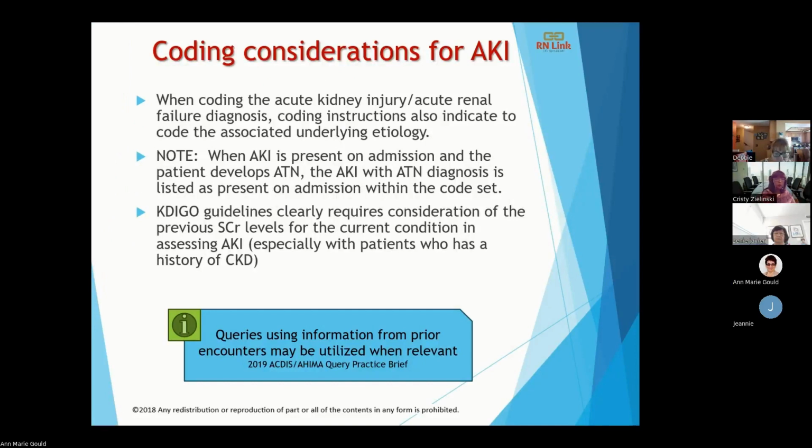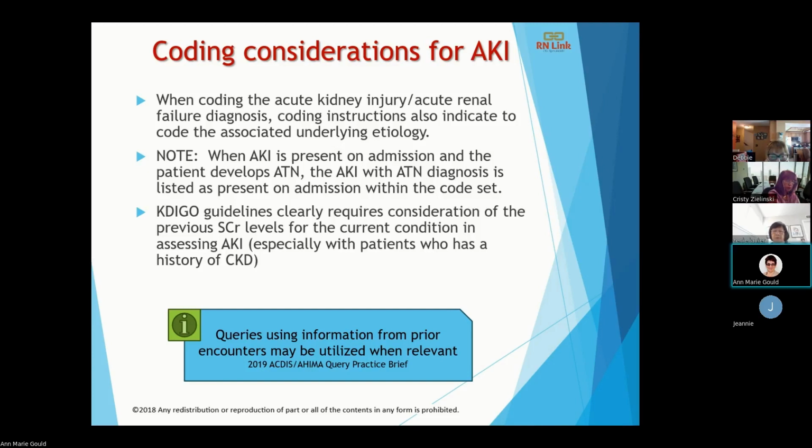Coding considerations for AKI. So when coding the acute kidney injury or acute renal failure diagnosis, coding instructions also indicate to code the associated underlying etiology. So that's why you really want to know what the etiology is, what's causing that AKI. So when AKI is present on admission and the patient develops ATN, the AKI with the ATN diagnosis is listed as present on admission within the code set, even though the patient didn't have it as soon as they were admitted on hospital day 1. They developed it on hospital day 3 or 4.